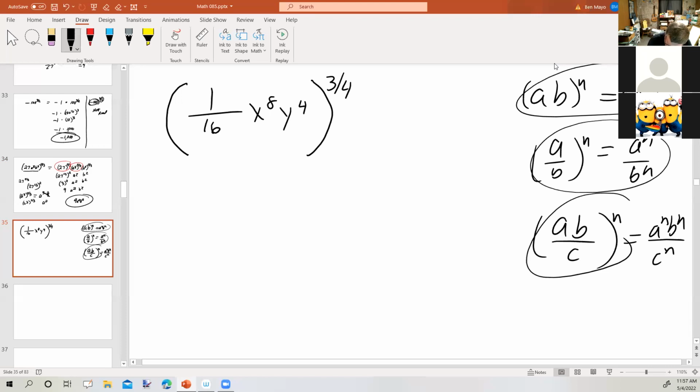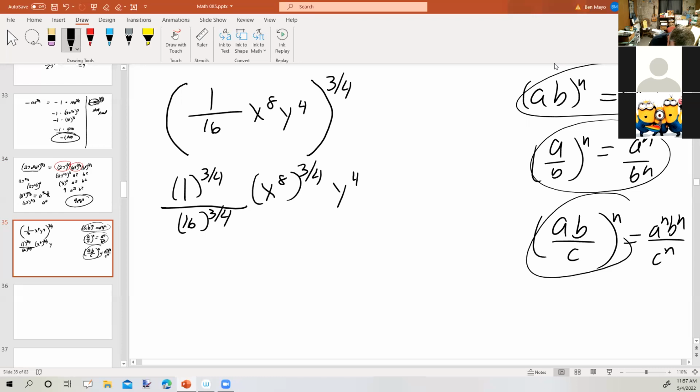Okay, so now we're going to take 1 to the 3/4 power over 16 to the 3/4 power, x to the 8th to the 3/4 power, y to the 4th to the 3/4 power. So I attach that outside exponent to each factor in the numerator and in the denominator. So to the 1, to the 16, x to the 8th, y to the 4th. Are we good so far? Yes. All right, let's take this one piece at a time.